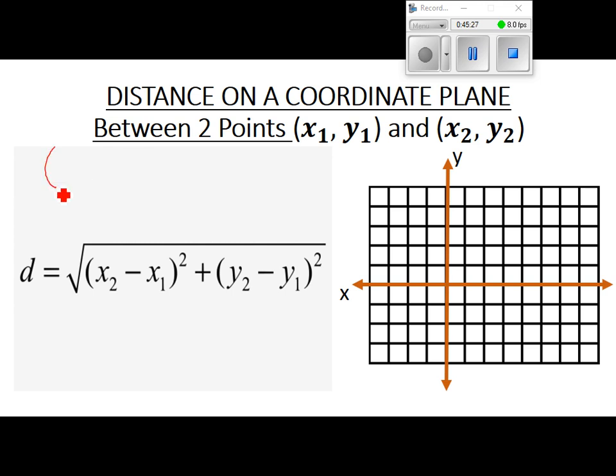The first number in an ordered pair is what? X. Second one is the Y. The X tells you what? Left or right? The Y tells you what? Up or down.